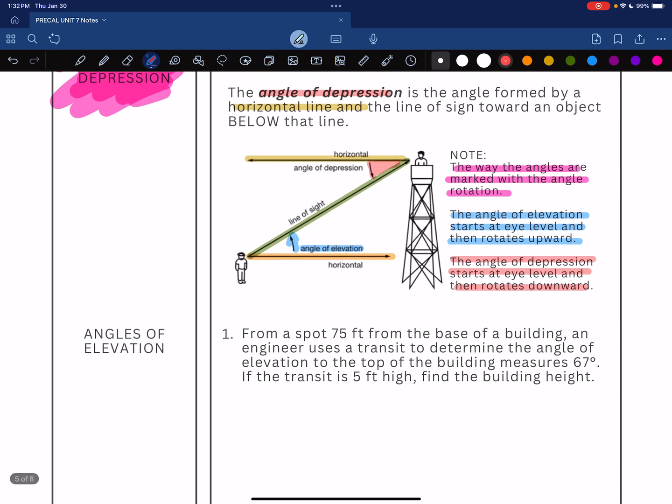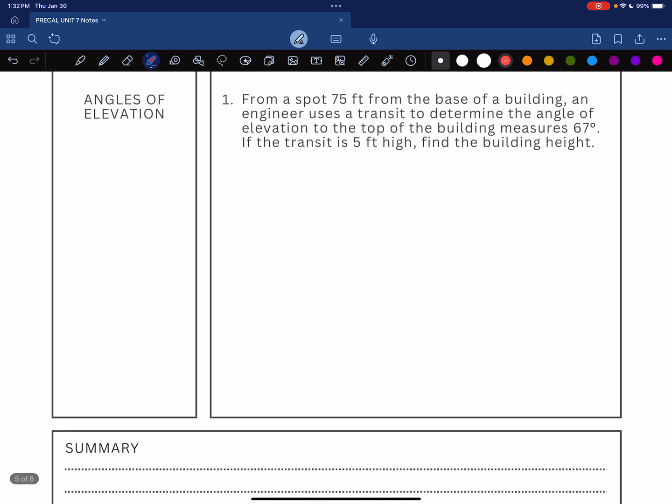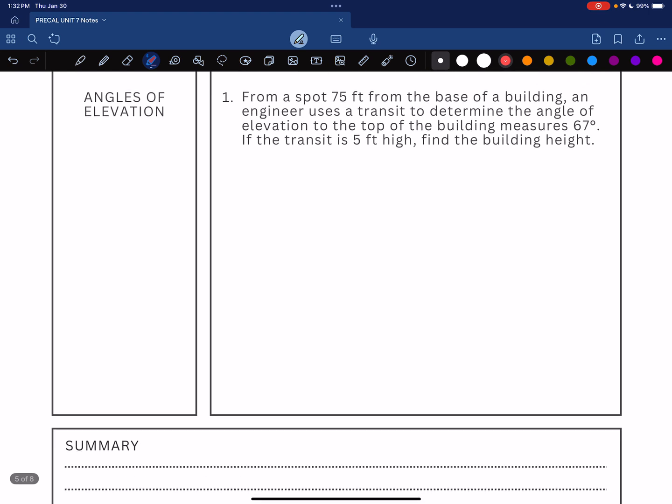So with that in mind, we are going to work through a few different examples, the first being angles of elevation. From a spot 75 feet from the base of a building, an engineer uses a transit to determine the angle of elevation to the top of the building, and it measures 67 degrees. If the transit is 5 feet high, find the building height. So first step here is going to need to be to draw out this scenario.